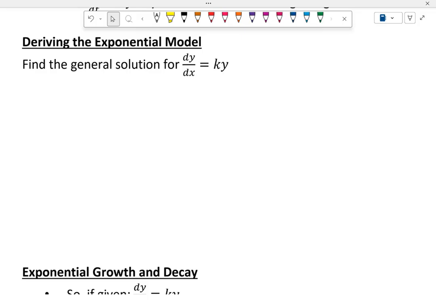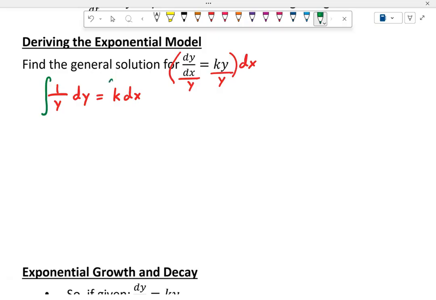How would we separate that so that we can then integrate? What would we do? Divide by y and multiply by the dx. So that means we should have 1 over y dy equals k, which again is our constant of proportionality, k times dx. Now we have separated, so we're going to go ahead and integrate.